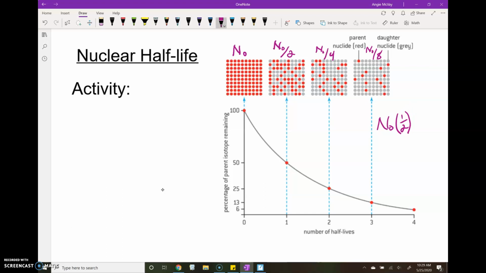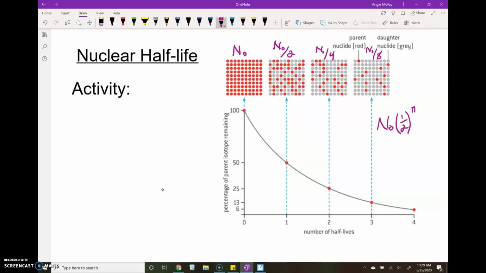So if we write this equation, we can figure out the remaining number of parent nuclei. We can put a little n for number of half-lives or something along those lines. And soon enough, we'll come up with a relationship for the decay over time. So this is looking at the percent of remaining parent isotopes versus the number of half-lives. But what if we just look over time?